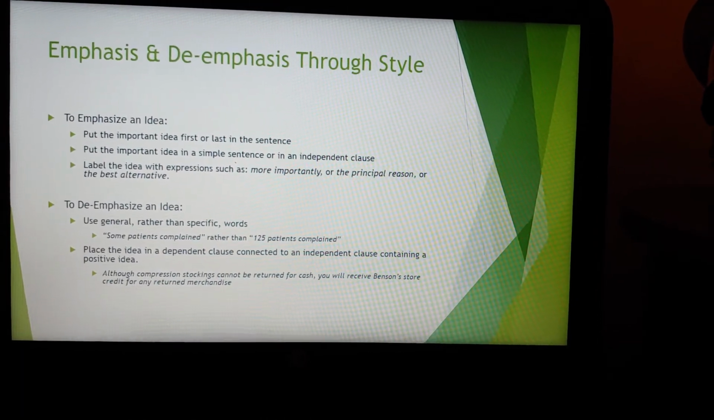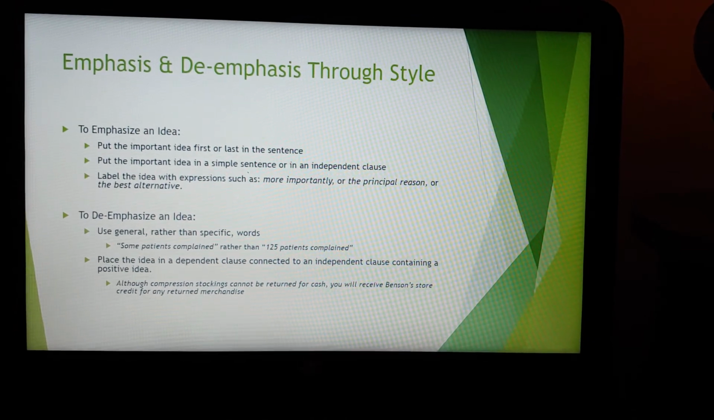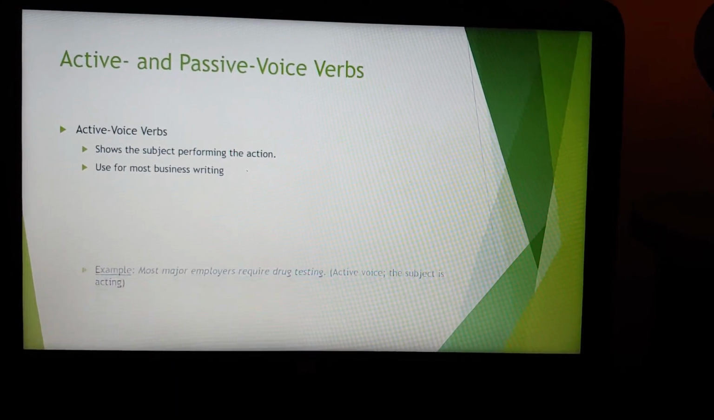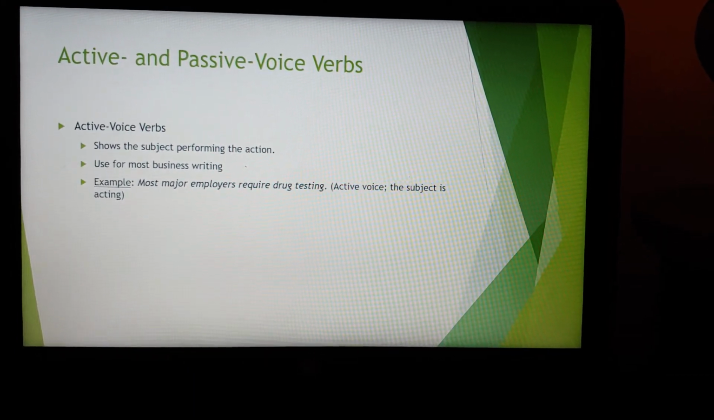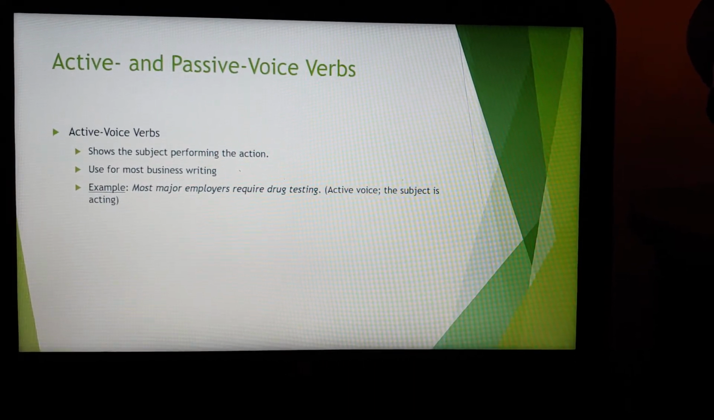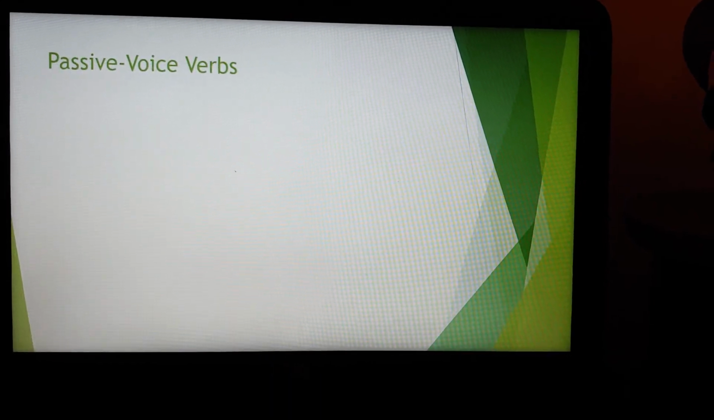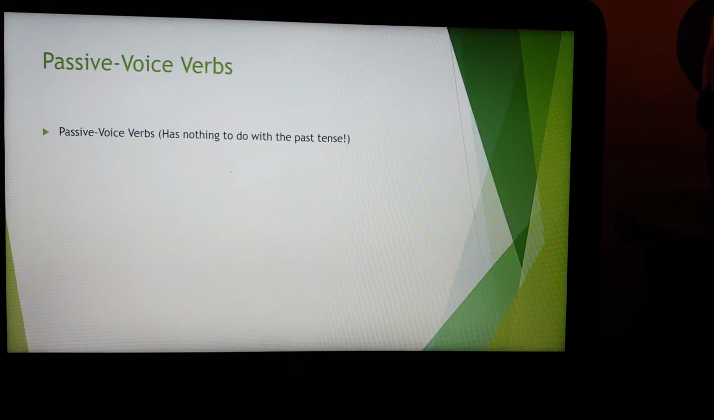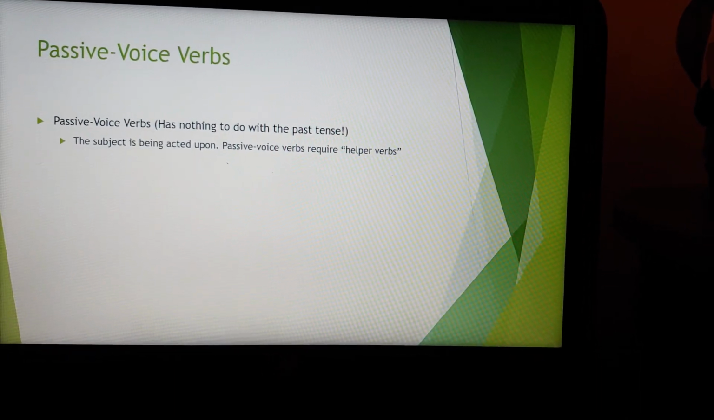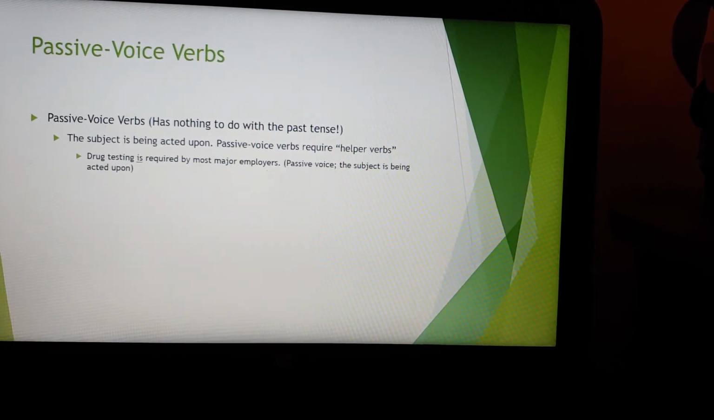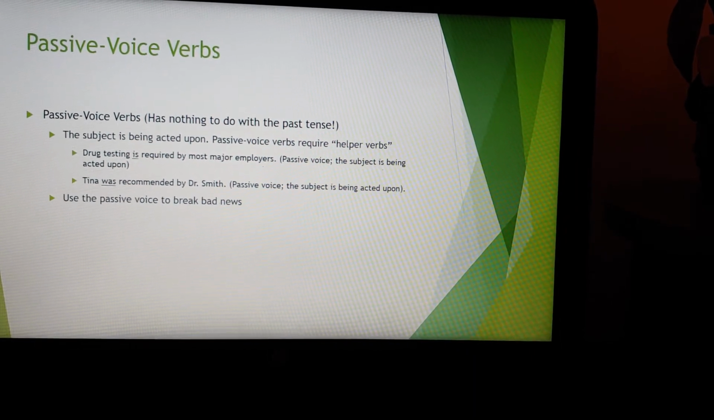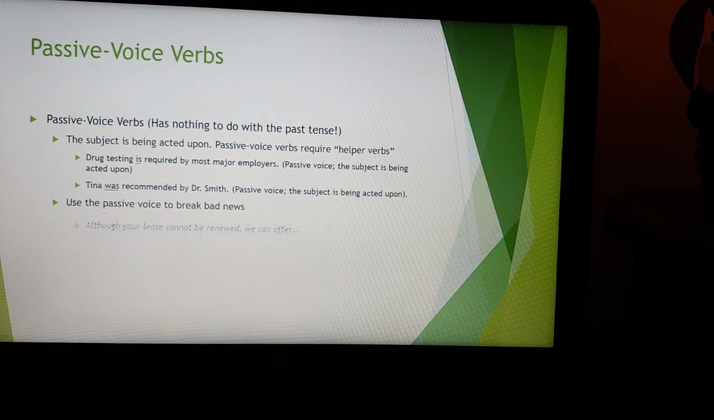Ideas to emphasize and de-emphasize subjects, and active and passive voice. Active voice verbs are used for most of our written correspondence for the medical office. It shows the subject performing an action, and it's used in most business writing. There are some good examples. Passive voice verbs have absolutely nothing to do with the past tense. They simply draw attention away from the subject, and usually helper verbs are used. There are some good examples there. It's great for breaking bad news.